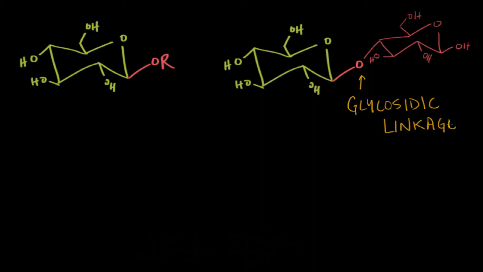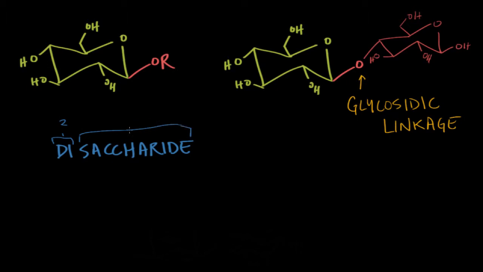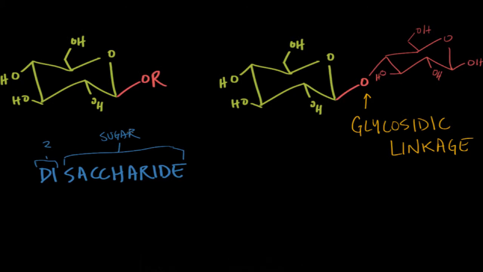Now, when two monosaccharides are linked together in this fashion by glycosidic linkages, we call the product a disaccharide. A disaccharide. And we have di, which means two, and saccharide, which means sugar. So two monosaccharides linked together are called a disaccharide.